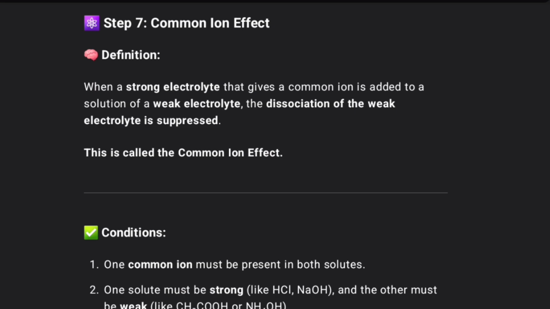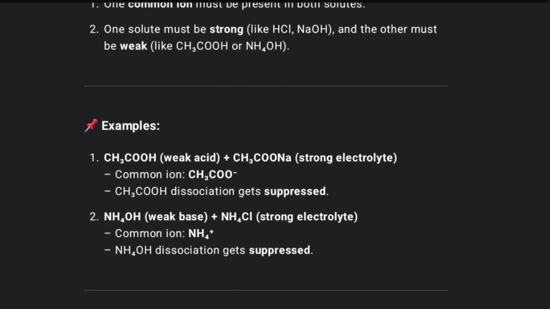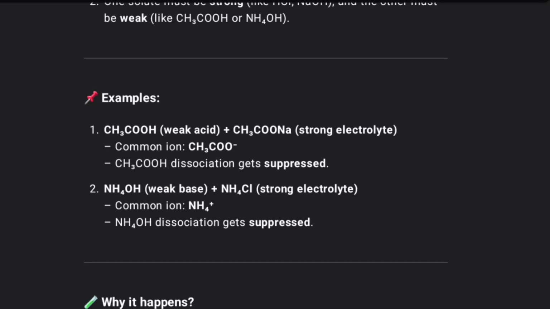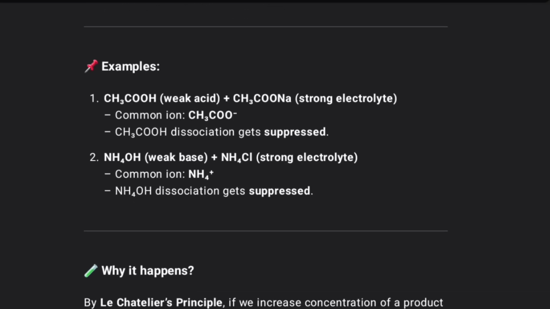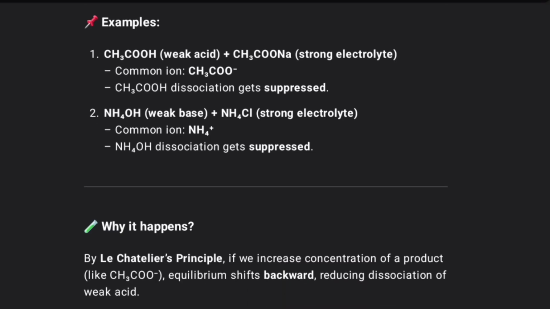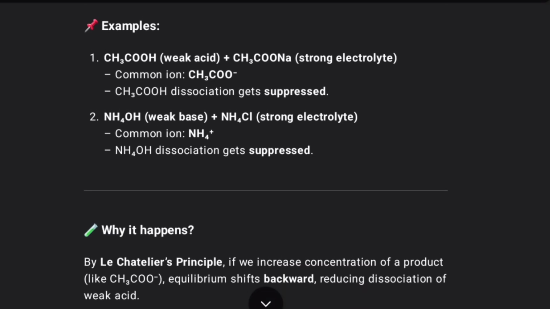Conditions: 1. One common ion must be present in both solutes. 2. One solute must be strong, like HCl or NaOH, and the other must be weak, like CH3COOH or NH4OH. Examples: 1. CH3COOH, a weak acid, with CH3COONa, a strong electrolyte, common ion CH3COO minus. CH3COOH dissociation gets suppressed. 2. NH4OH, a weak base, plus NH4Cl, a strong electrolyte, common ion NH4 plus. NH4OH dissociation gets suppressed.